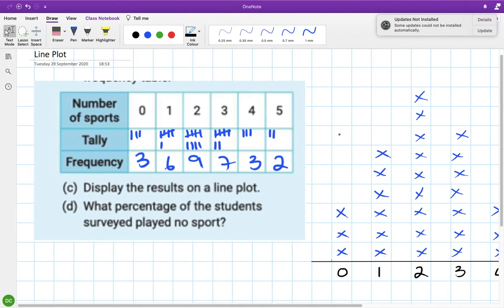Okay? And what percentage of the students surveyed played no sport? Okay, again, percentage. So start with a fraction. So it's 3 out of, was it 30? And then you multiply by 100. So that should give you 10%.